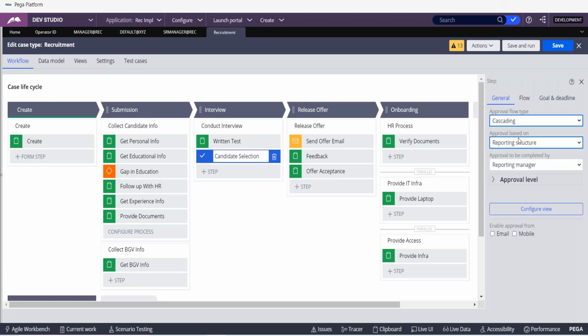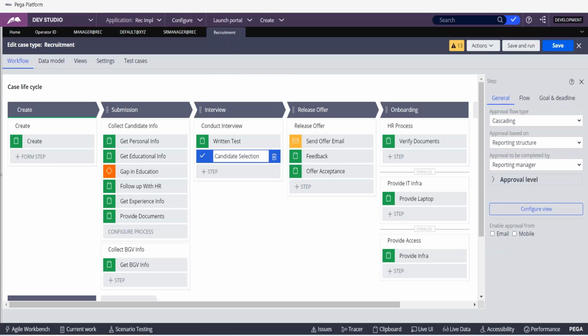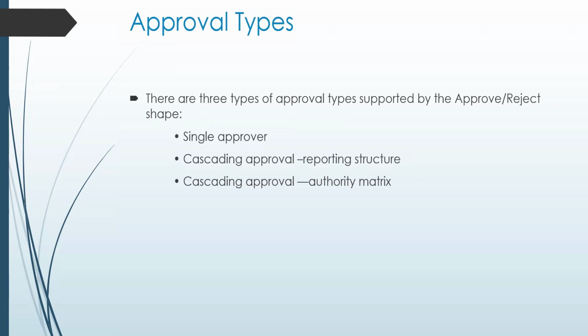Cascading approvals are of two types: based on reporting structure and authority matrix. So what does this mean? Let me tell you. When I talk about case approvals, when there is more than one person involved, we call it cascading approval. Typically, two types of cascading approvals are available. One is based upon the reporting structure, the other is based upon the authority matrix.